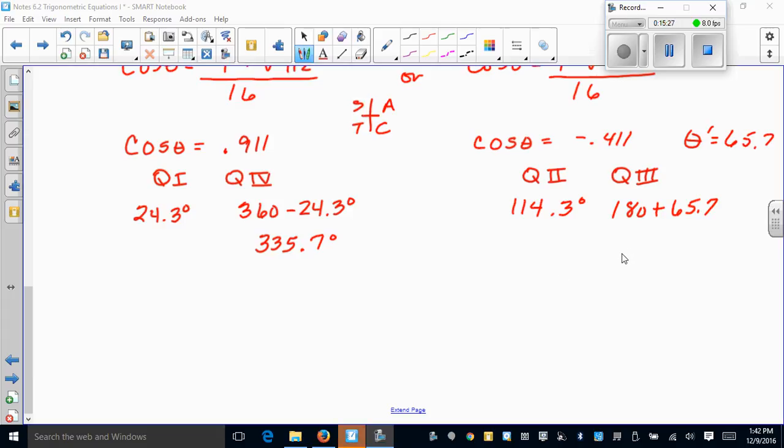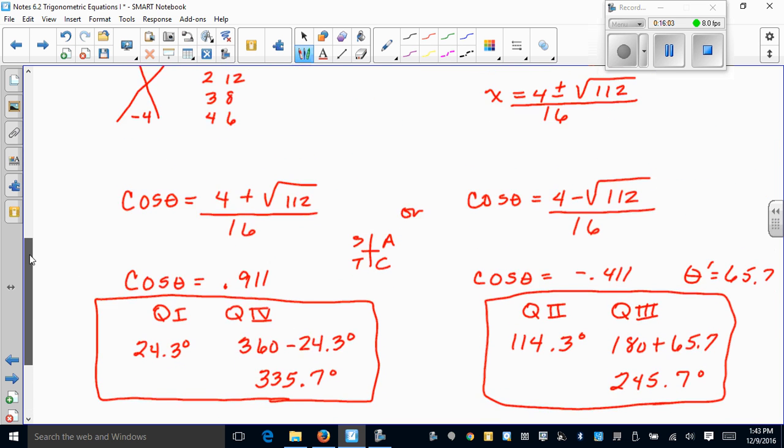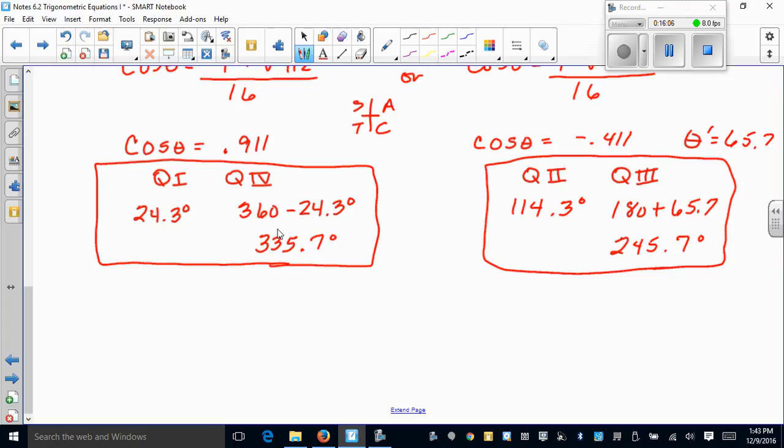So that will give us 245.7 degrees, forgot my point. And there's the 4 angles that this one will work for. So on this side we have 2 angles that will work, and on this side we have 2 angles that will work. If you want to verify it, you can go back into the calculator and double check it. Check these values and make sure that they work and they give you the value.